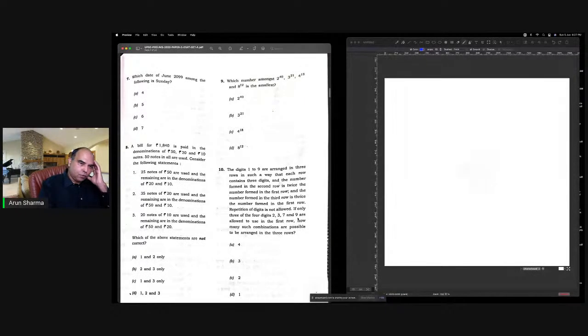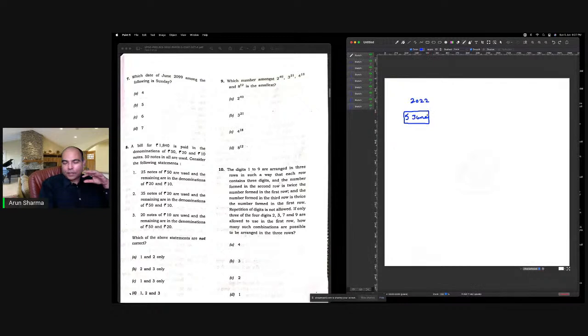What date of June 2029 among the following is Sunday, right? So, looking at this question, you'd go straight to 2029, right? And we are in 2022, then 2022, and today being 5th June, so this is typical of UPSC, that they know that you know that today's date is 5th June and this is Sunday. So we have to transfer today's Sunday.